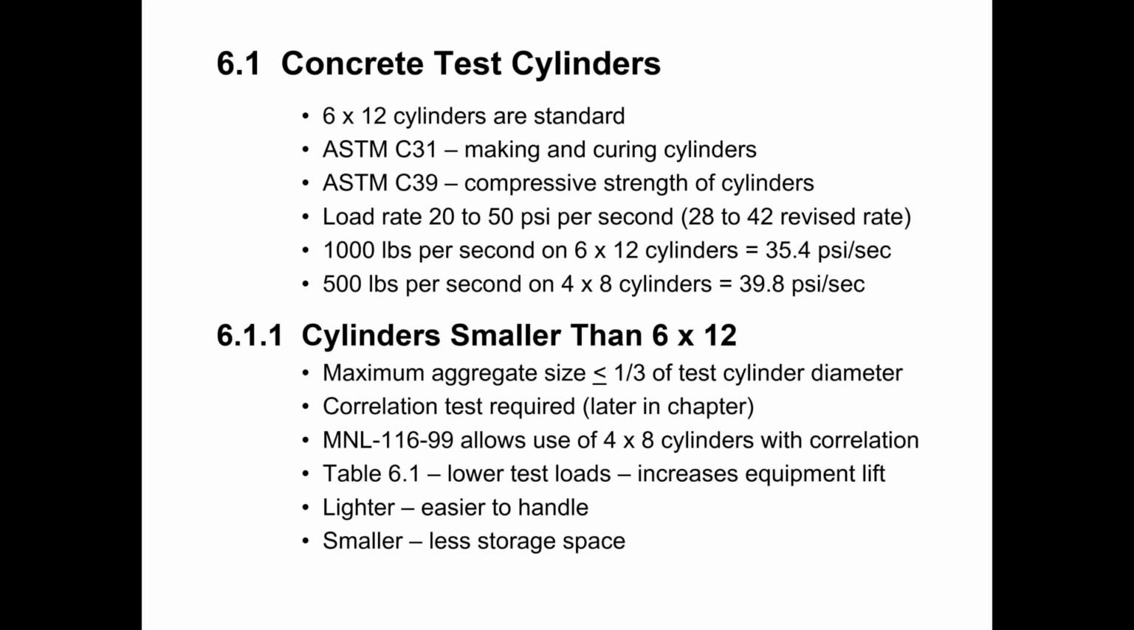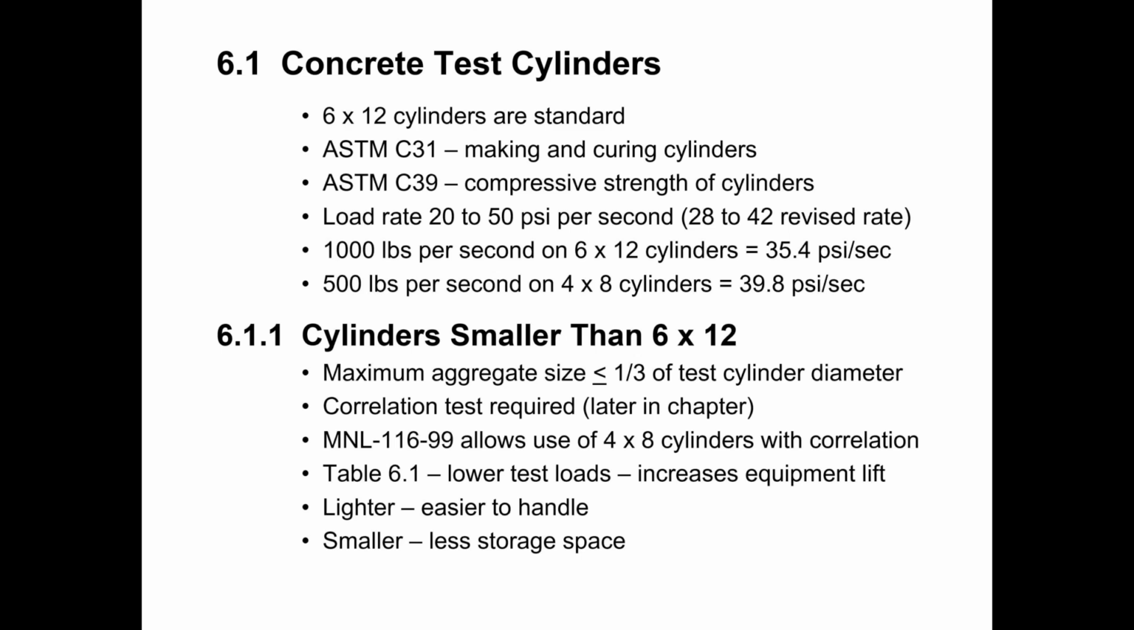Now, if you're going to be using a different size cylinder, say a 3x6, then you would need to do correlation testing, comparing the strength indicated from those 3x6 cylinders to the strength indicated by a 6x12 cylinder made from the same mix design at the same time, and statistically show that the results of the smaller cylinder are reasonably close to the results of the 6x12 cylinder.